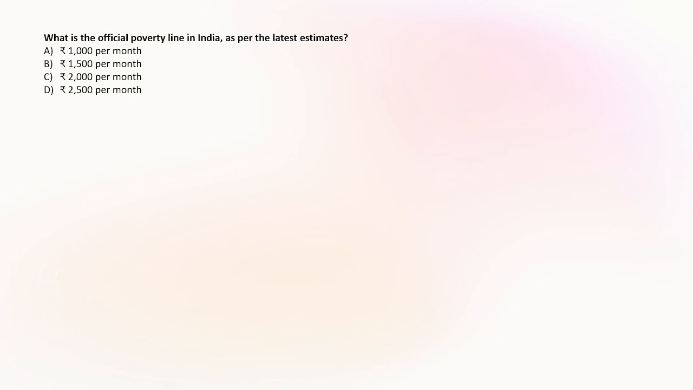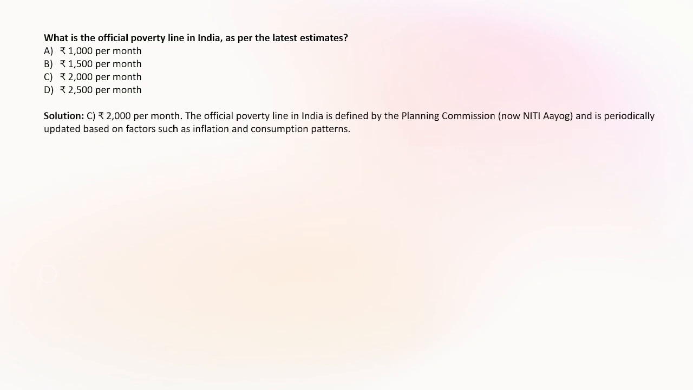So, starting with the first question we have, what is the official poverty line in India as per the latest estimate? The latest estimate is being given by the Niti Aayog. We are all aware of. So, official poverty line of India is now 2,000 rupees per month, and it is given by the Planning Commission, that is the Niti Aayog, which I already told.